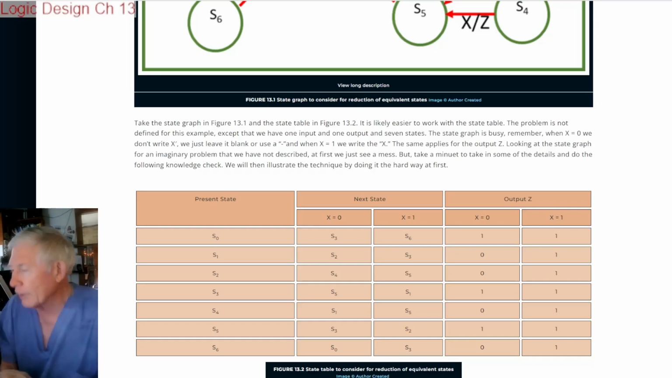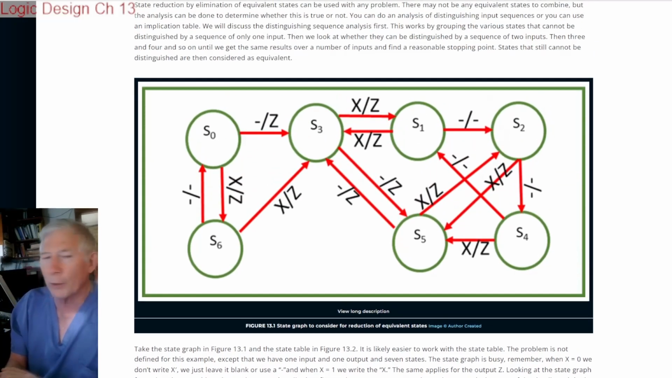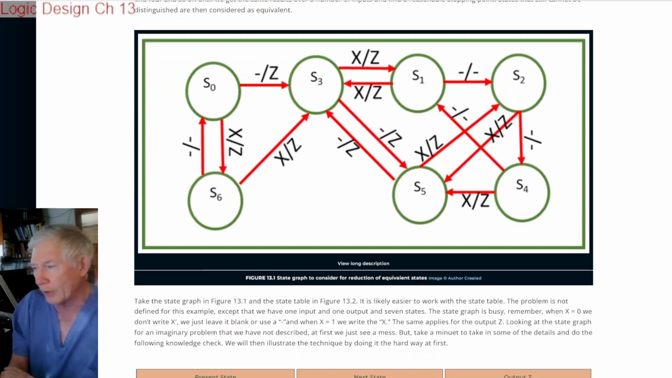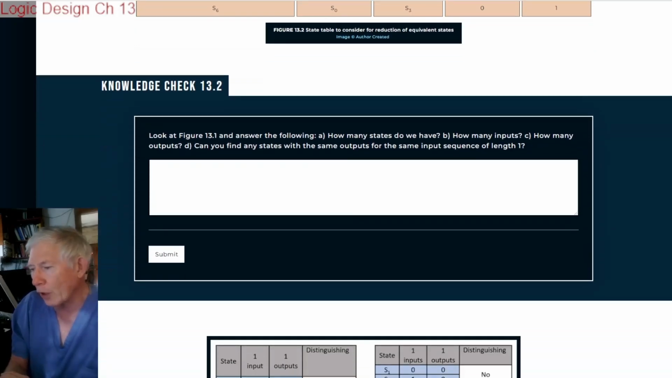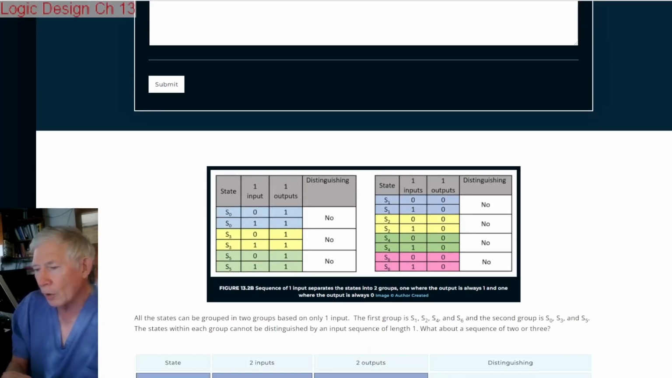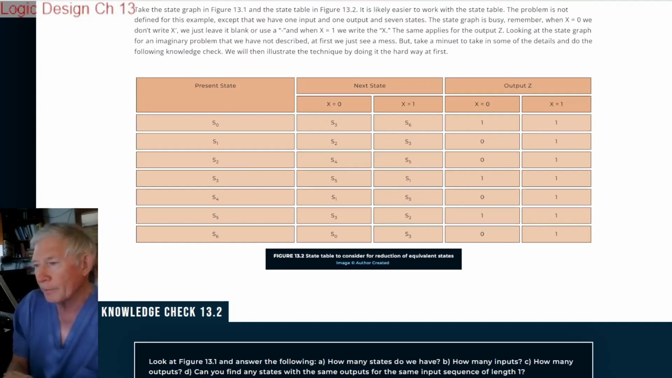Now this is kind of tricky. Later on, we're going to go back and look at a problem where we have a fixed number of inputs and we can look for redundant states. That makes a lot more sense. This one is a little harder to see, but let's see if we can work through this. Okay, so first off, we're going to group all the states into two groups based on just one input. If we get one input, then we want to look at the outputs.